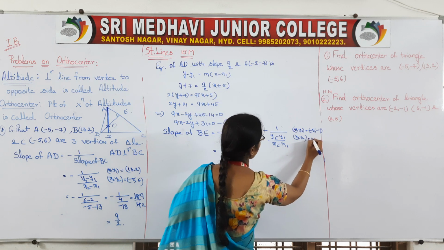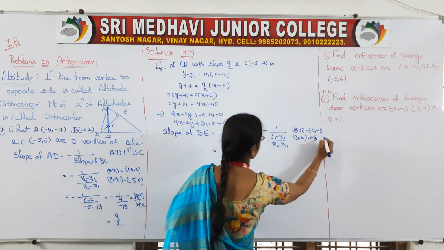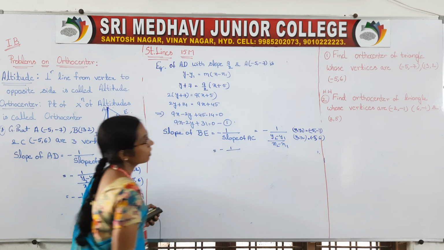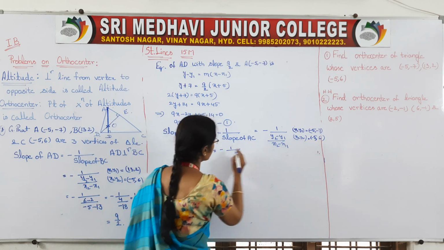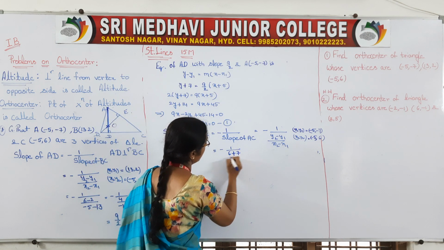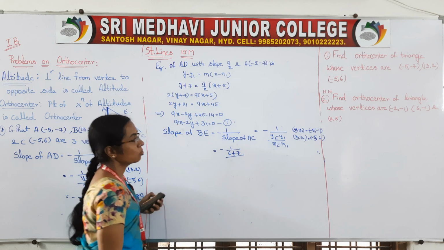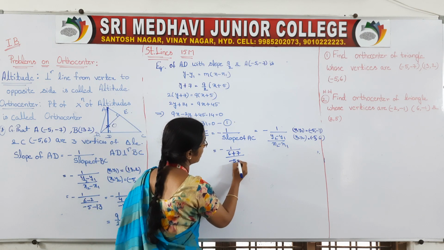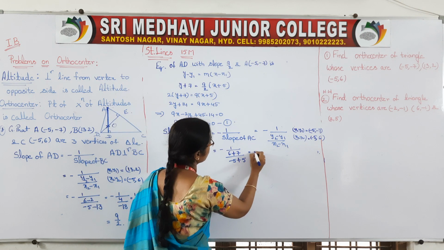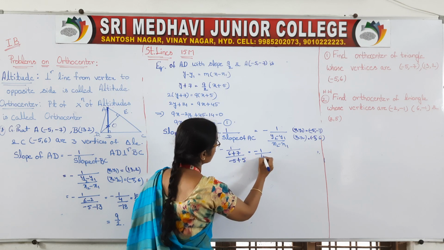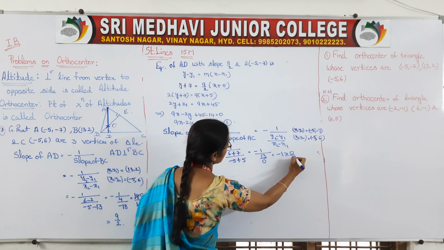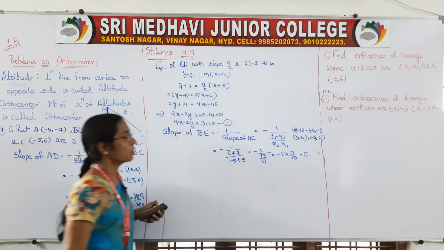C is (-5, 6). So substitute: (y2 - y1) divided by (x2 - x1). What is y2? 6, minus y1, minus 7, minus of minus is plus. What is x2? Minus 5, minus x1, minus 5, minus of minus is plus. So minus 1 by 13 by 0. So minus 1, 0 by 13 is equal to 0.